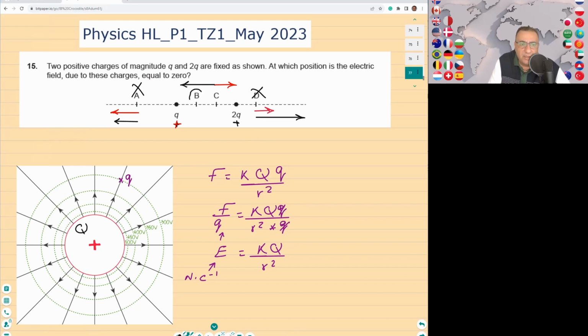If you look at B, you are closer to Q, but Q is smaller in magnitude, and that will compensate for the bigger distance from 2Q, where the field would be bigger due to the magnitude of the charge. So the final answer for this question is B. I hope it was helpful. The bottom line: electric field strength is a vector quantity, and it is away from the charge if it is a positive charge. Thanks for watching and have a nice day.